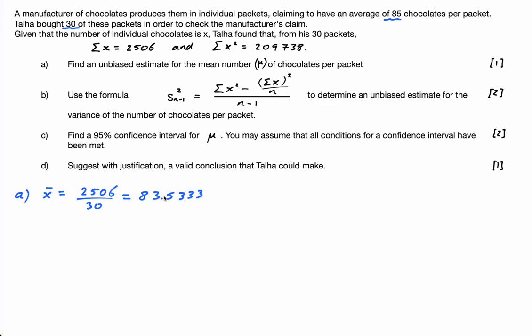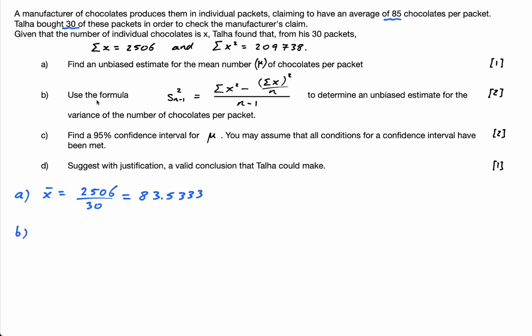83.5333. Okay, so it's worth just thinking at the moment that he's saying there's 85 per packet, and Tala's saying there's that. Well, that's his average of his sample, so still may be fine, but it's worth noting. You can put that to 3 significant figures if you want.